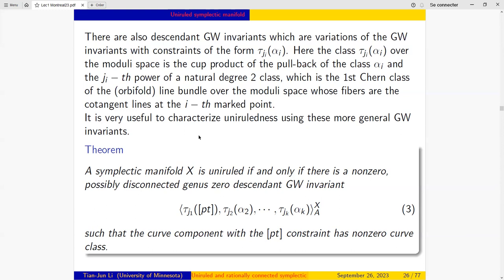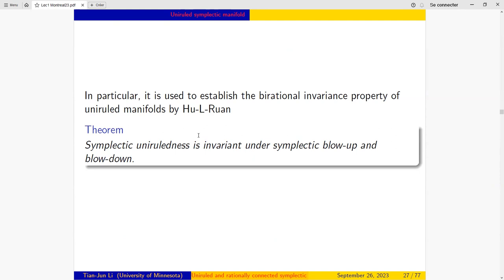Actually, the theorem says it's equivalent. So you don't broaden the notion; you actually get an equivalent notion of uniruled. But this observation is useful when studying how the uniruled property behaves under blow-up. So we will use this more flexible property in terms of descendants. That's one observation.